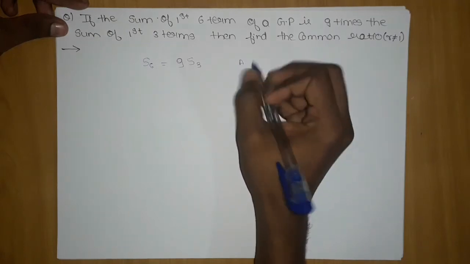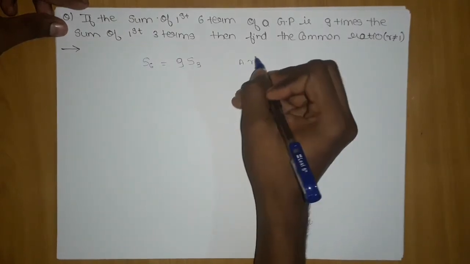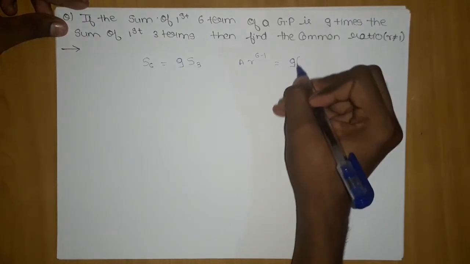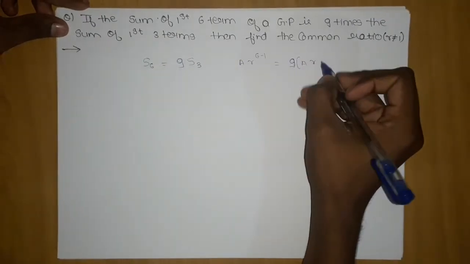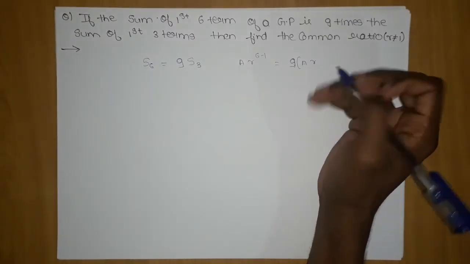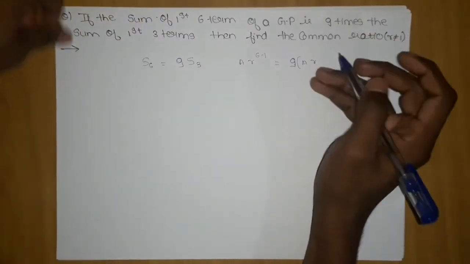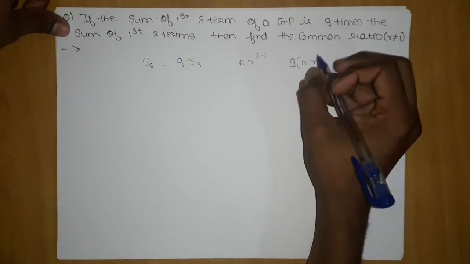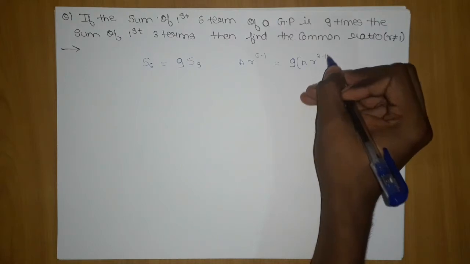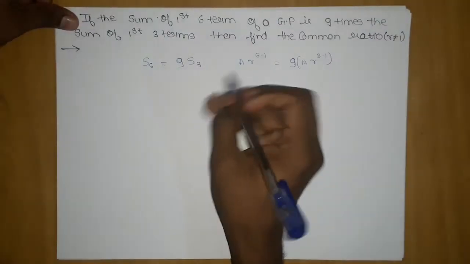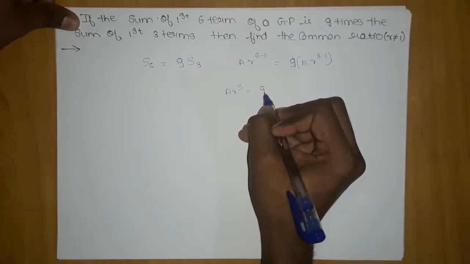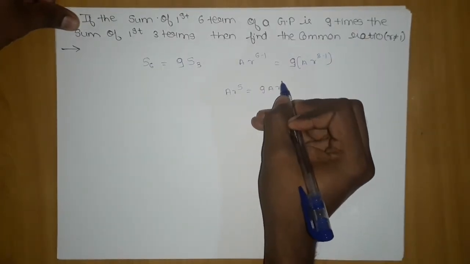This is nothing but a into r to the power 6 minus 1, and this is nothing but 9 into a into r to the power r. Now they are of the same series. They are telling that the sum of the first 6 terms, so their r will be the same. This is a basic thing in which children make mistakes. 3 minus 1. Now if we move on, what we have is a r power 5, and here 9 into a r power 2.